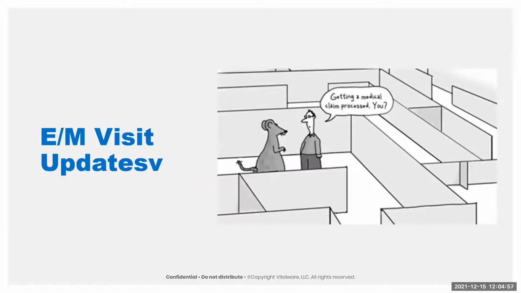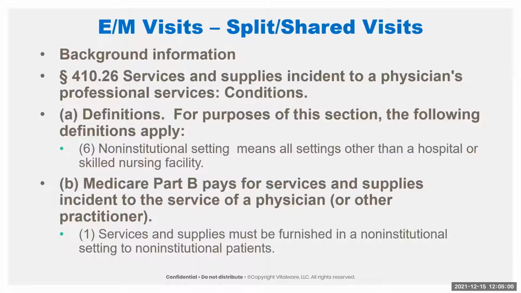All right, so for the E&M visit updates, I just wanted to start out with some background information and where it started. So the conditions of the definitions for the services and supplies: these are incident to a physician's professional services. The non-institutional setting means all settings other than a hospital or skilled nursing facility, and that Part B pays for those services and supplies that are furnished in a non-institutional setting to non-institutional patients. So that means other settings other than a hospital or skilled nursing facility.